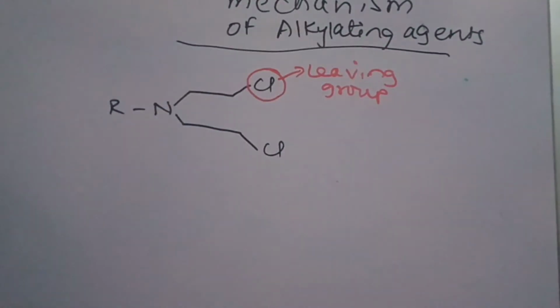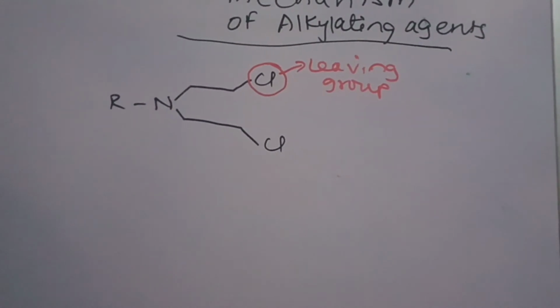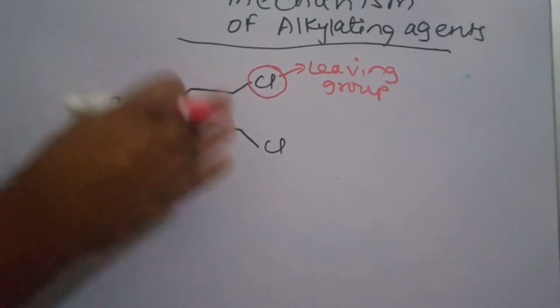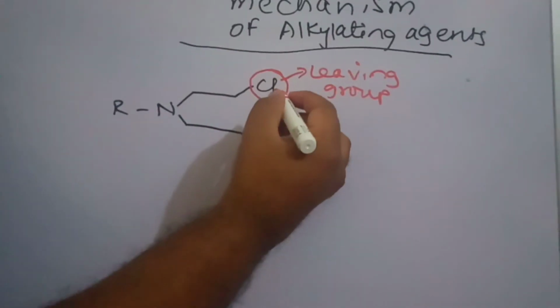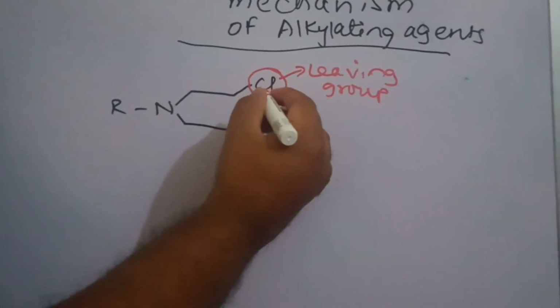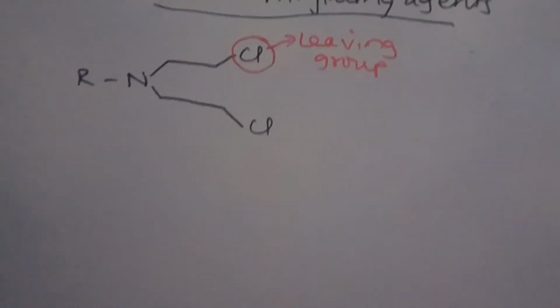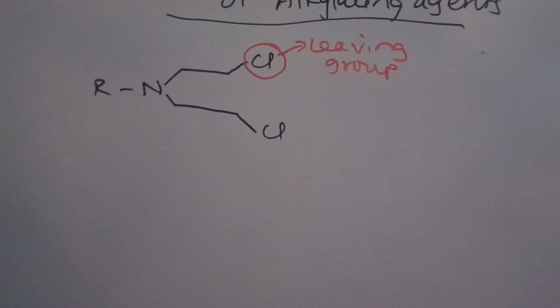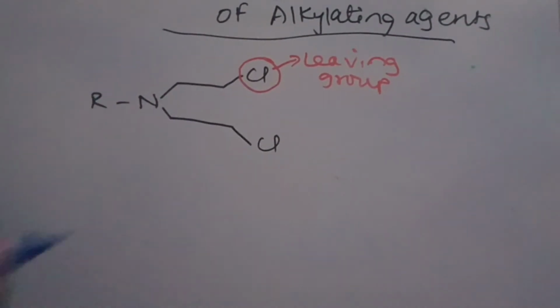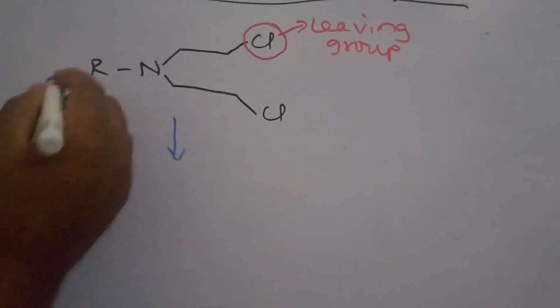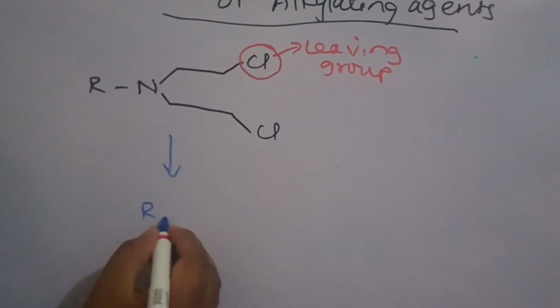Now what is going to happen when you give alkylating agents like mechlorethamine, chlorambucil, cyclophosphamide? The chlorine will get departed. It takes the pair of electrons. When it takes the pair of electrons, see what results; I will draw the same structure.